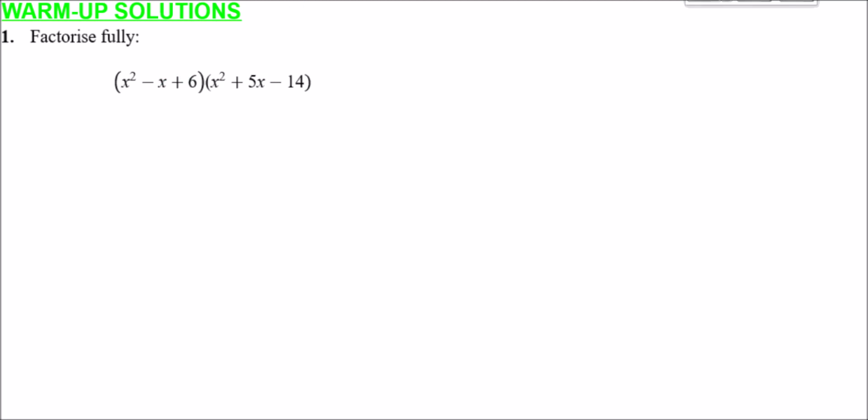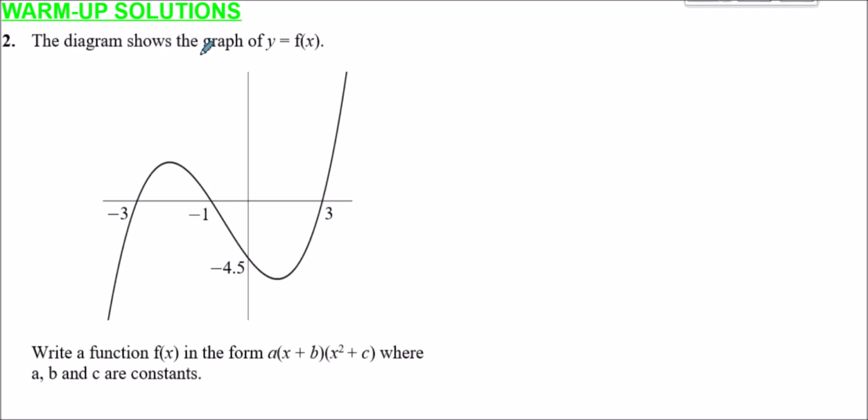This bit, however, does. So we could factorise this because two numbers that multiply to -14 and add to 5 are +7 and -2. So we can rewrite this last bit as x plus 7, x minus 2, and then we can leave the first bigger bracket as it is because it doesn't factorise. And that's as far as it will go. So it factorises fully into 3 different brackets.